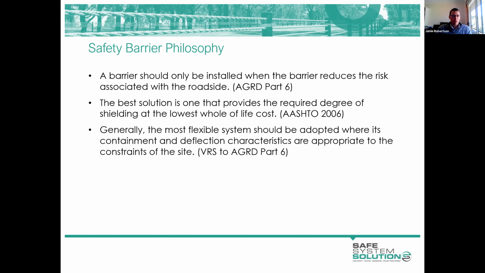We should use the most flexible system that we can, subject to the constraints of the site and our design requirements. So with that in mind, a wire rope system should be the first barrier that you look to. Then you need to think about, are there other things that might mean that we need to beef up our containment level? Are there constraints at the site that mean that we can't install wire rope and we need to step down the list, going to flexible W-beam, semi-rigid, and so on?